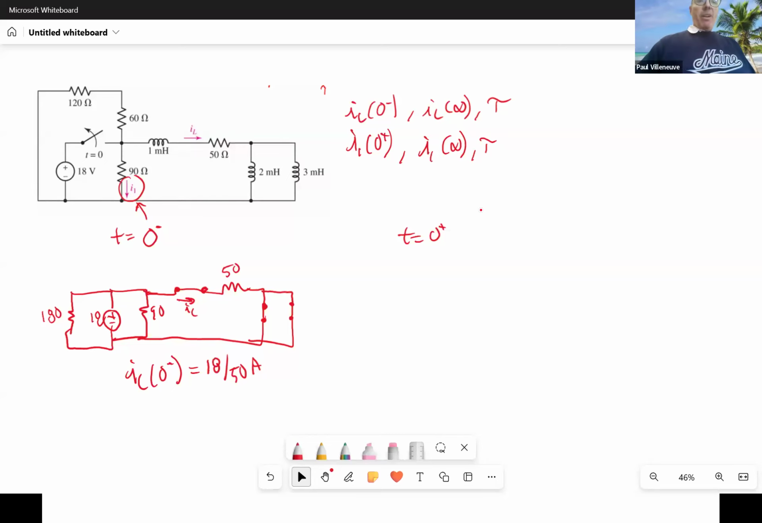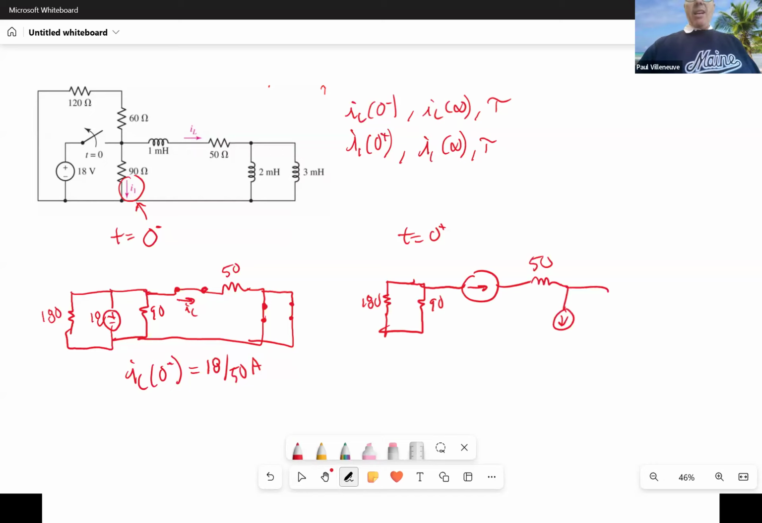So now I'm going to redraw my circuit. This is 180. My power supply is gone at this point. I have 90. My current through here is going to be an ideal current source. And I'm going to show these two as current sources. But the current that flows through there is going to be shared between them, and it's not going to be shared equally. It's going to be shared based on these ratios, right?